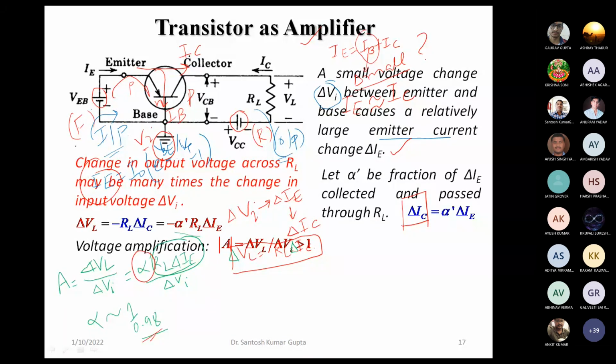So what we are left with is RL times delta IE upon delta VI. So Vi is going to change by a small amount, so there is a large change in delta IE, in the emitter current, because of the exponential relation we have already seen. So that's why we see that the gain is going to be greater than 1.